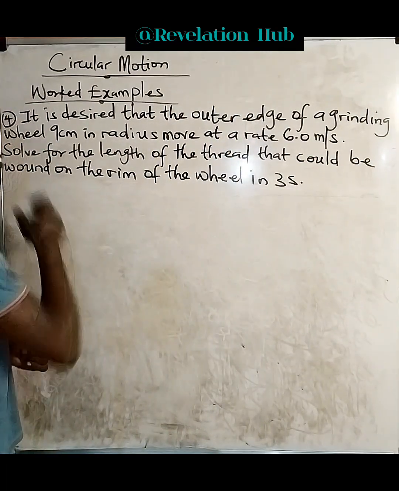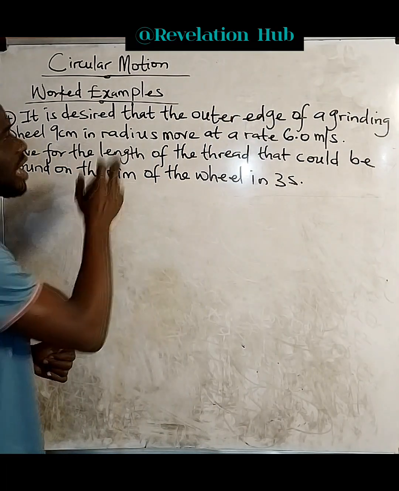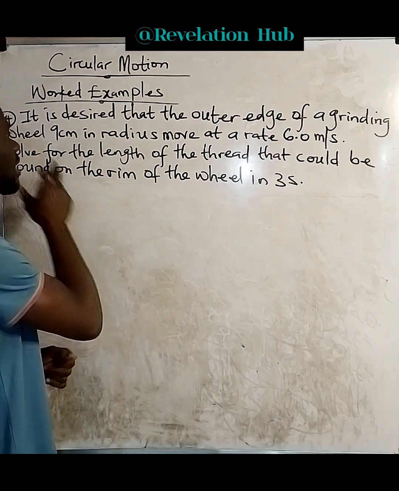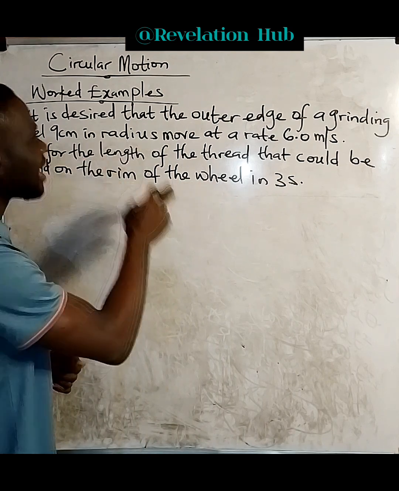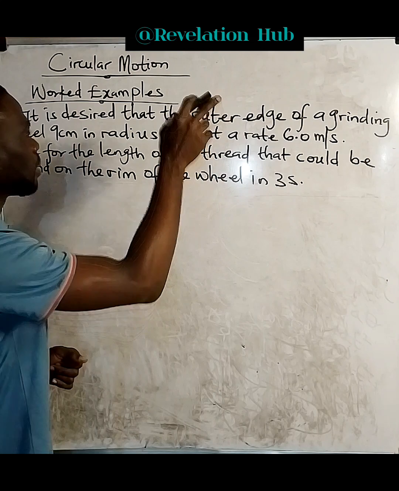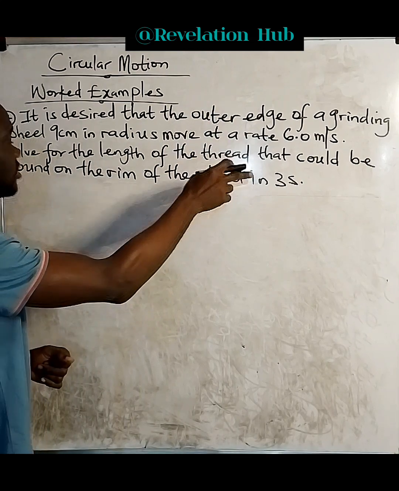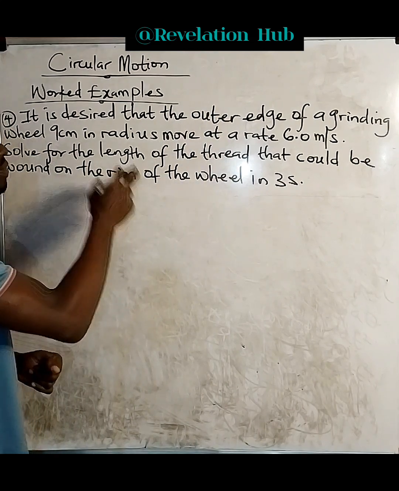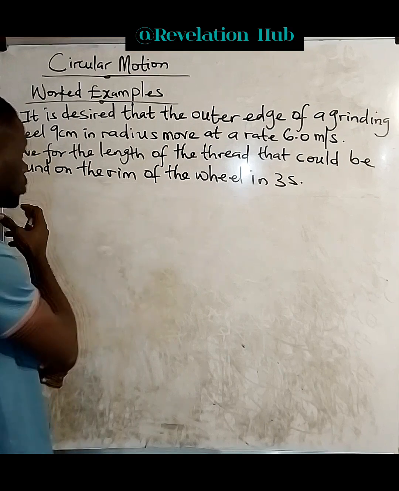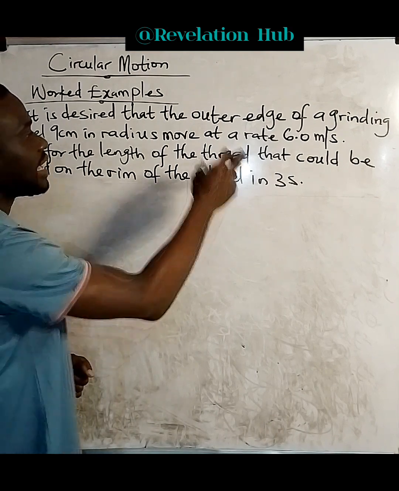So what do we have? It is desired that the outer edge of a grinding wheel, 9 centimeters in radius, move at a rate of 6.0 meters per second. That's a linear or tangential speed. Solve for the length of the thread that could be wound on the rim of the wheel in 3 seconds.